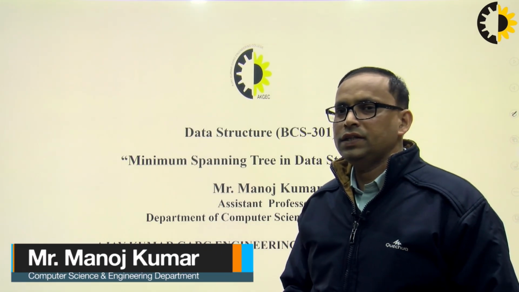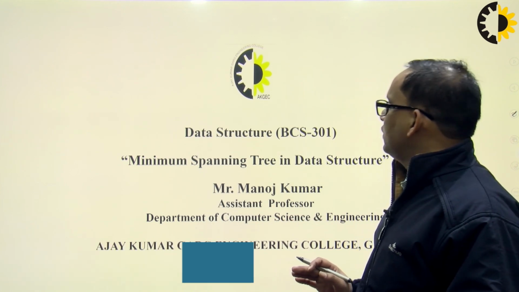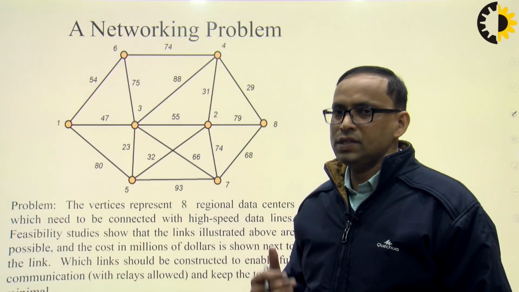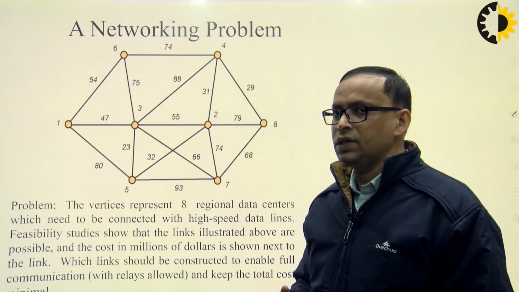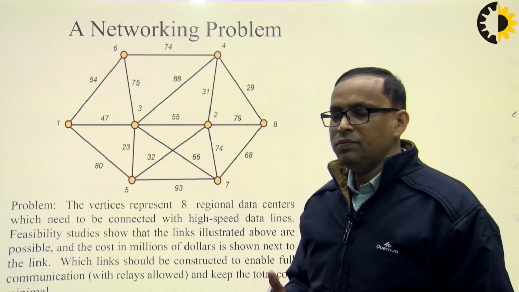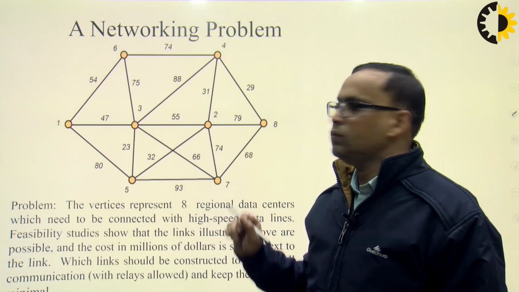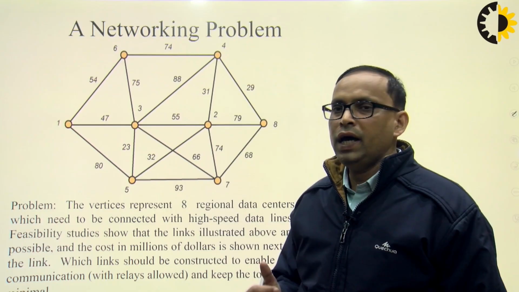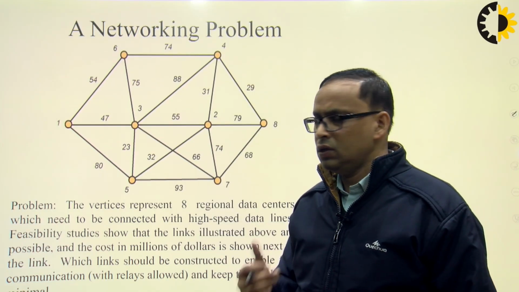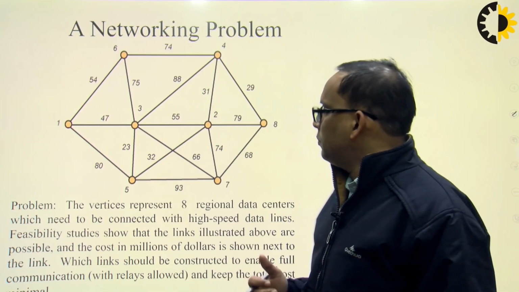Today in this video lecture we will learn about the minimum spanning tree in data structure. At first we will see the basic concept of minimum spanning tree: what is a spanning tree, what is a minimum spanning tree, and what are the main applications of the minimum spanning tree. After that we will see how we can find the minimum spanning tree for a given graph or network problem with the help of Prim's algorithm and the Kruskal algorithm. There are two algorithms which are used to find the minimum spanning tree for a given weighted graph.